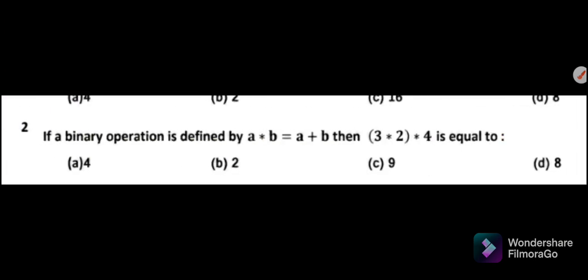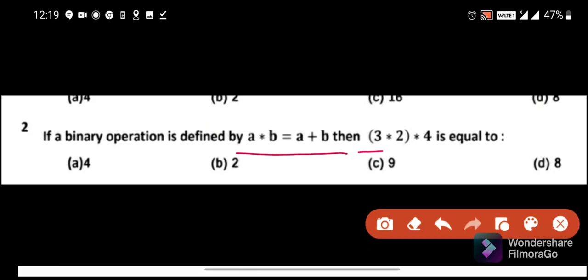Next question. If a binary operation is defined by A star B is equal to A plus B, then this is equal to... First of all, solve the bracket 3 star 2, that is A plus B. 3 plus 2 is equal to 5, star 4. Now 5 star 4 means 5 plus 4, that is equal to 9. So the answer is option C.